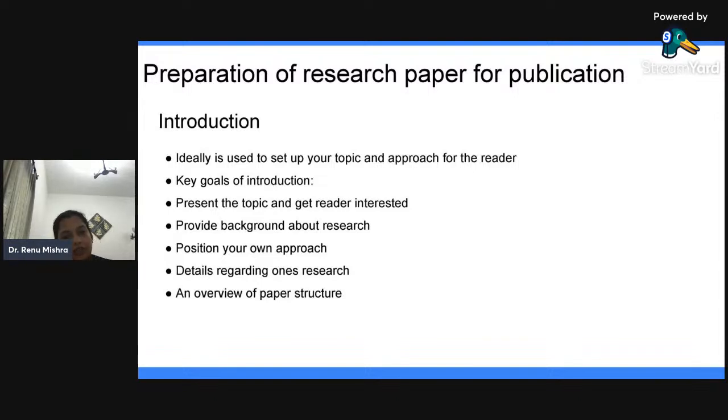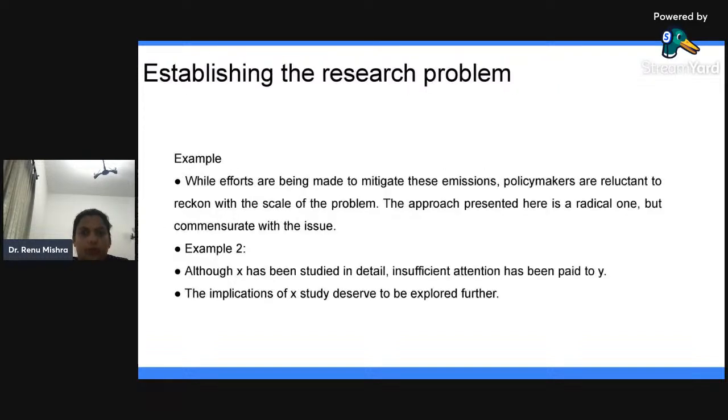In the introduction, as I told those of you who attended the previous webinar, include a brief about your topic and the overall structure of your paper, so that your reader gets interested in what you have written. It's very important. When you submit a paper for review, you first give the abstract, and on the basis of the abstract they call for your paper. So the first thing that comes to the attention of a reviewer is your introduction, and it should be written very carefully.